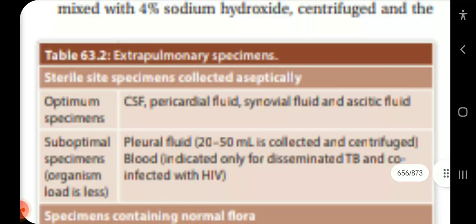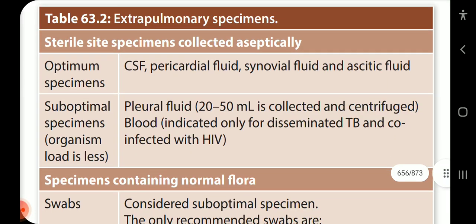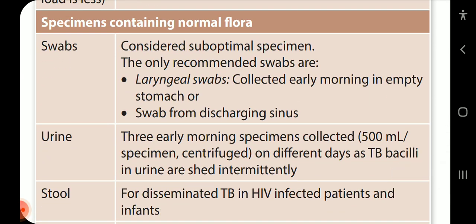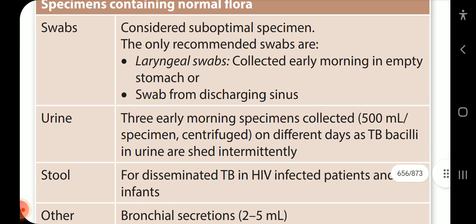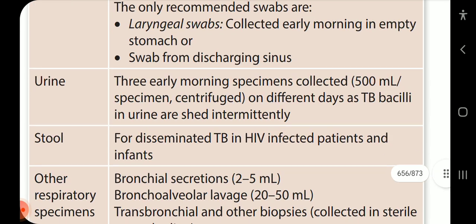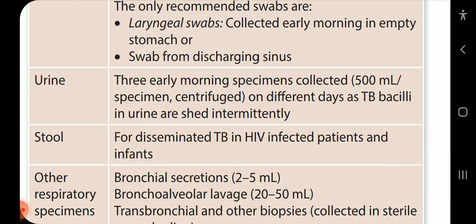Okay, now sterile site specimens, the extrapulmonary specimen. Optimum specimen will be CSF, pericardial fluid, synovial fluid, and ascitic fluid. Suboptimal specimen, where organism load is less, will be pleural fluid, and blood, indicated only for disseminated TB and those co-infected with HIV. Specimens containing normal flora, swabs, are considered suboptimal because the only recommended swabs are laryngeal swab collected early morning on an empty stomach or swab from discharging sinus.